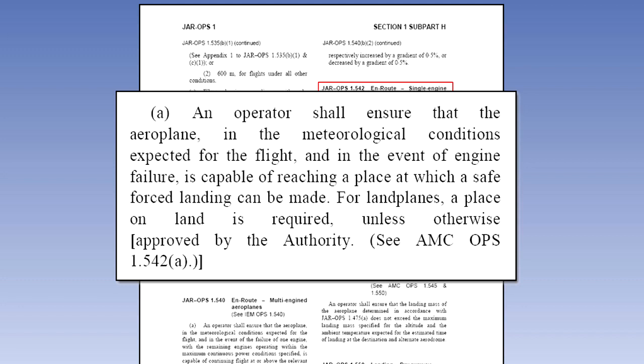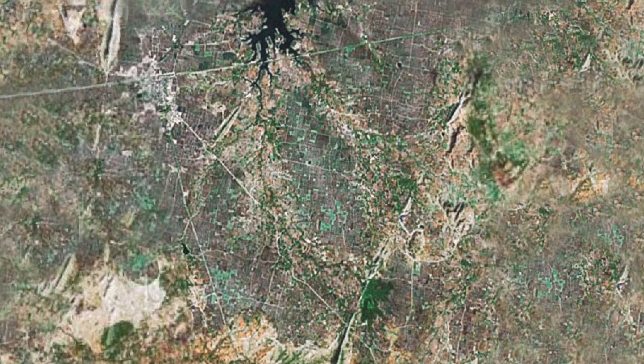In order to be able to comply with the rule you have just seen, an operator has to know certain details about the route to be flown and the performance of the aeroplane. First of all, of course, for any given route, an operator must know the safe forced landing areas. On screen is a bird's-eye view of an example flight from Airfield A to Airfield B, with the locations of safe forced landing areas. The next detail that the operator needs to know is whether his aeroplane will be able to reach these areas if the engine were to fail whilst en route to Airfield B.